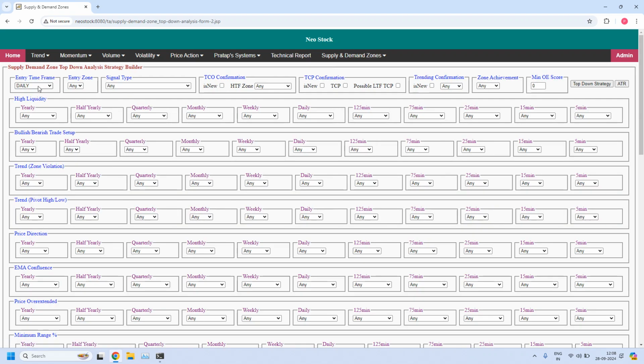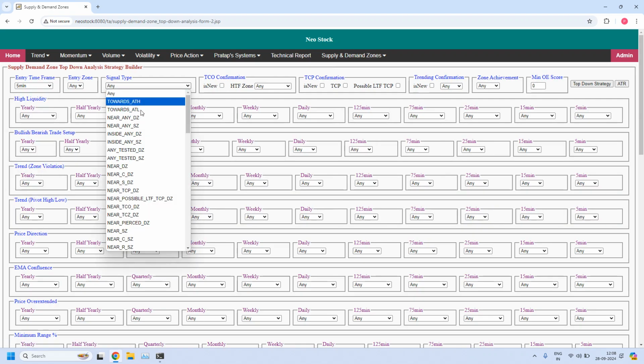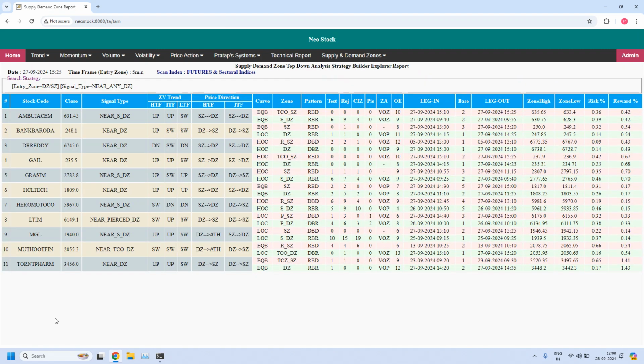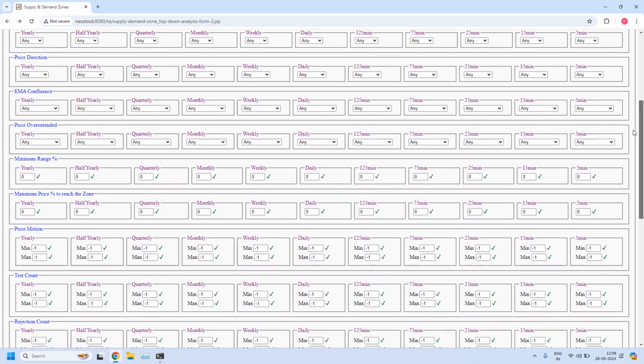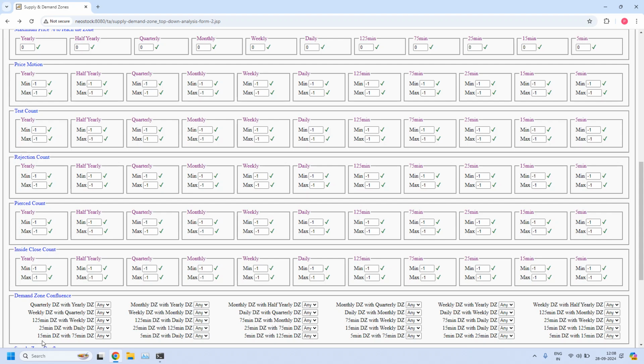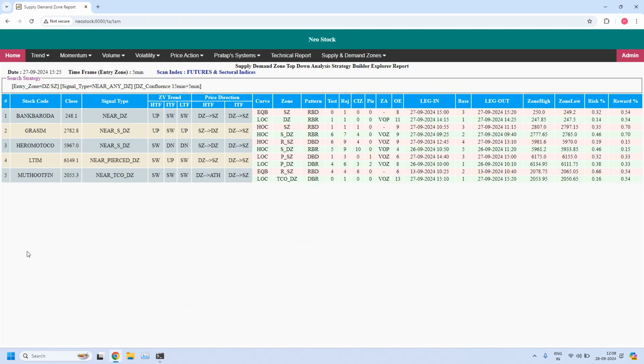Okay, next time frame is 5 minutes. Let us find the stocks near 5 minutes demand zone. 11 stocks are filtered near to the 5 minutes demand zone. Let's verify out of these 11 how many are having ITF confluence. That means 5 minutes demand zone and 15 minutes demand zone confluence. That means 5 minutes demand zone is part of the 15 minutes demand zone. That is what zone confluence. Not that one. This is the one. 5 minutes demand zone with 15 minutes demand zone confluence. I enabled the filter. Let's verify. These 5 stocks are having ITF confluence.